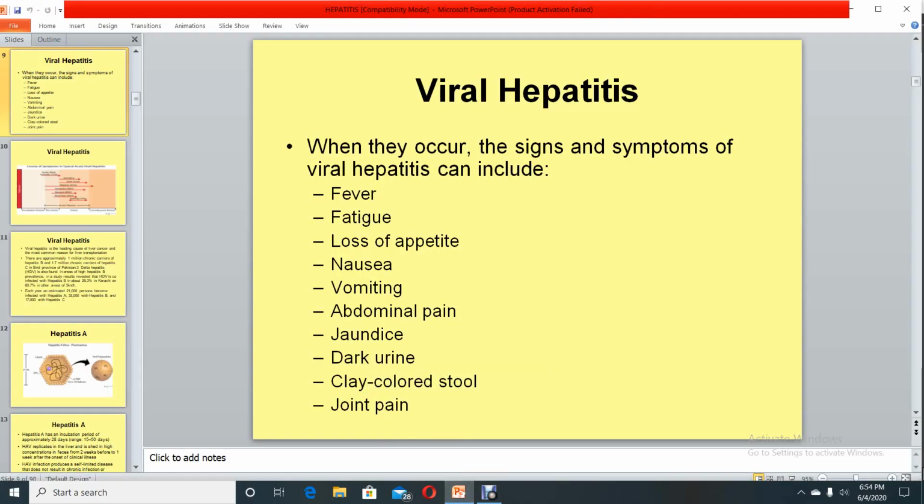The presentation, as I already said, includes fever, fatigue, loss of appetite, nausea, vomiting, constitutional symptoms, abdominal pain on the right side, yellow discoloration, jaundice, dark urine, clay colored stool, and joint pains are possibilities.